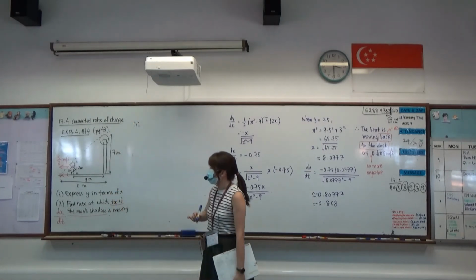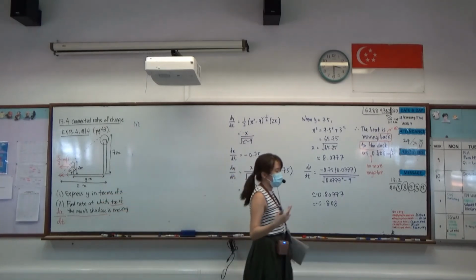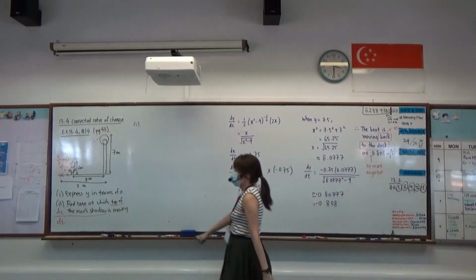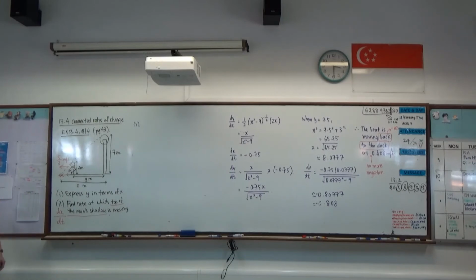So now we go into part 1. We want to have y in terms of x. What is the first thought that comes into your mind when you want to draw a relationship between y and x? What will you be thinking? Any suggestions? Yes, Bobby? Use similar triangles. Anybody else have other suggestions or other ideas?